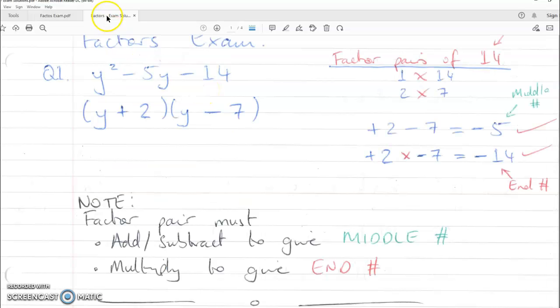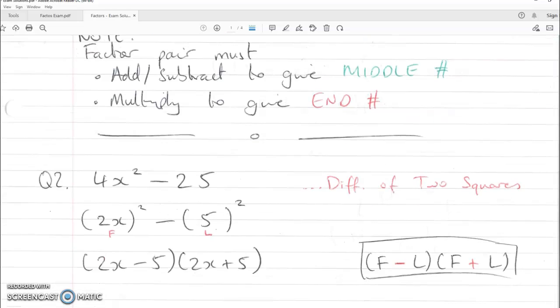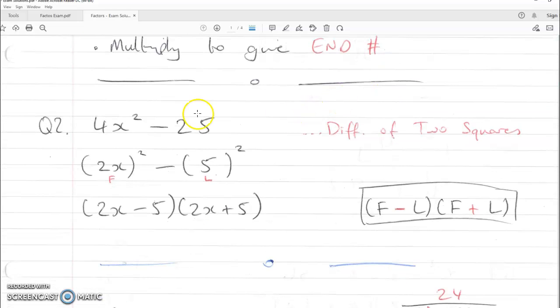And what you've got to do in a fella like this for the difference of 2 squares is you say to yourself, okay, what is the square root of 4x squared? So the square root of 4 is 2, and the square root of x squared is x. You just put that into a bracket, 2x to be squared. And the square root of 25 is 5. So you have it all set up now. Now you've got the difference of 2 squares, because 5 squared is 25, and 2x squared is 4x squared.